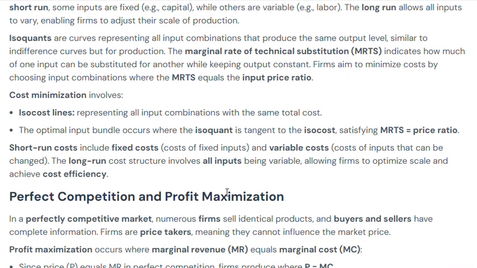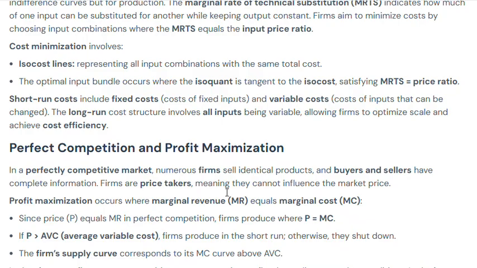Cost minimization involves the isocost line, which represents all input combinations with the same total cost. The optimal input bundle occurs where the isoquant is tangent to the isocost, satisfying MRTS equals price ratio. The short-run costs include fixed costs of fixed inputs like capital, and variable costs like labor. The long-run cost structure involves all inputs being variable, allowing firms to optimize scale and achieve cost efficiency.